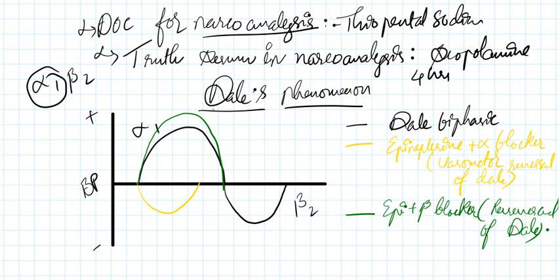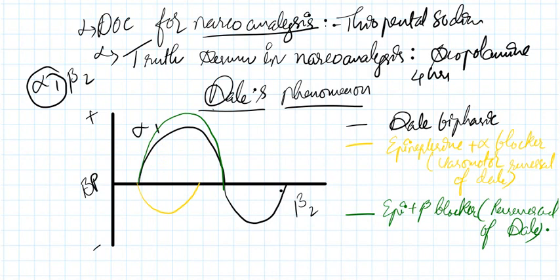As soon as the drug concentration decreases, what happens? The beta-2 receptors come into action. When the beta-2 receptors come into action, it leads to decreasing of blood pressure. So this is called this wave here. You get an increase and a decrease in BP. This is called Dale's biphasic pattern.